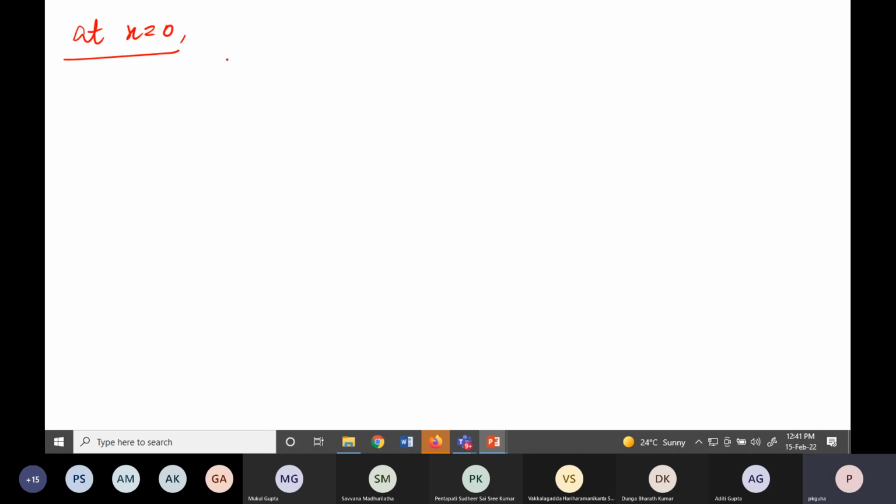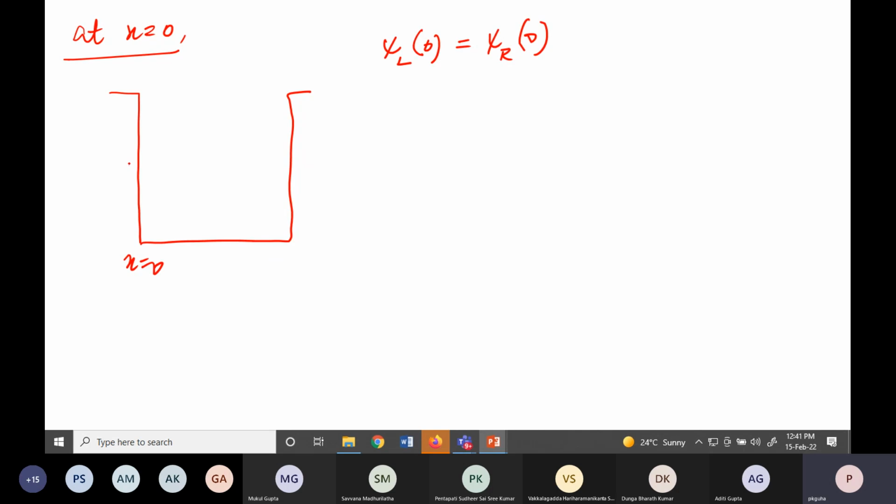So at x equal to 0, what is x equal to 0? This is x equal to 0, right? At x equal to 0, psi L at x equal to 0 is equal to psi R at x equal to 0, okay. L is this side, R is this side, left and right. So in the left of x equal to 0, what is the solution? C e to the power alpha x. I am writing it at x equal to 0 just to make sure that you understand this is x equal to 0, okay.